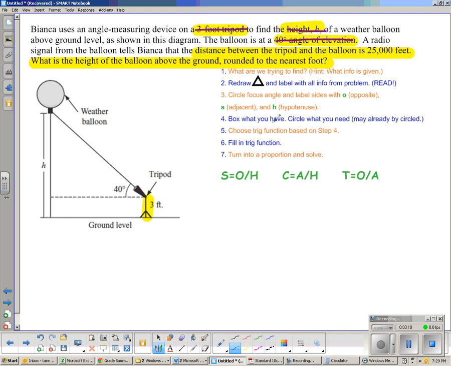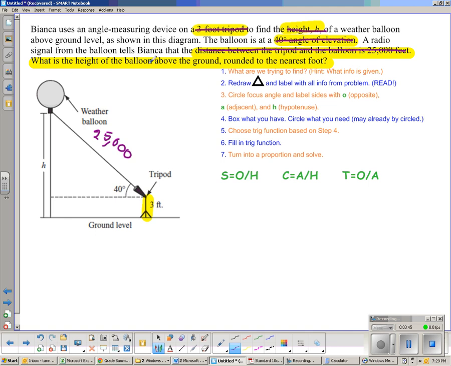I don't see a 25,000 on here. It's important that you note what the 25,000 feet represents or measures, because you have 3 sides you can put it on, and you could put it on the wrong side. So it's not the height. That's what we're trying to find, and we'll get to that in a minute. It's not the distance between the tripod and where the balloon is coming from, or the string that the balloon is coming from on the ground. It's the distance between the weather balloon and the tripod. So let me put that in here. Okay, now that's a check.